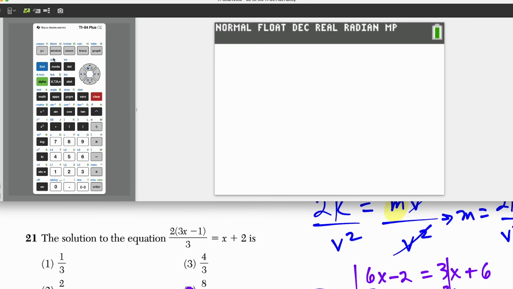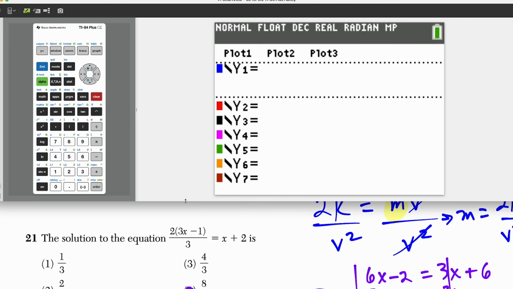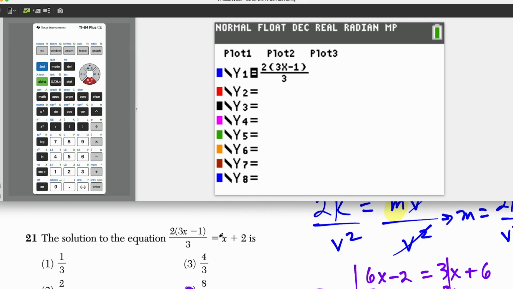But another way to do this would be to go to the y equals, and we could type the left side of the equal sign in the y1 spot and the right side in the y2 spot. So I'm going to press alpha y equals enter to make a blank fraction. And then we have 2 parentheses 3x minus 1 and then over 3. And now for the second equation, we're going to write in the right side of our equation, the right side is going to go in the y2 spot. So we're going to have x plus 2.